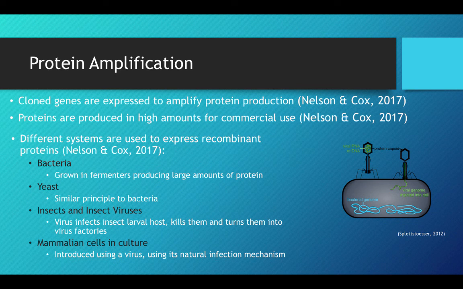Mammalian cells in culture. The cloned genes are introduced using a virus. This takes advantage of the natural ability for a virus to insert its DNA into a cell. There is an image of this to the right here. The cloned protein is then expressed. Growing mammalian cells in tissue culture is expensive, so this method is often only used to test the function of a protein in vivo.